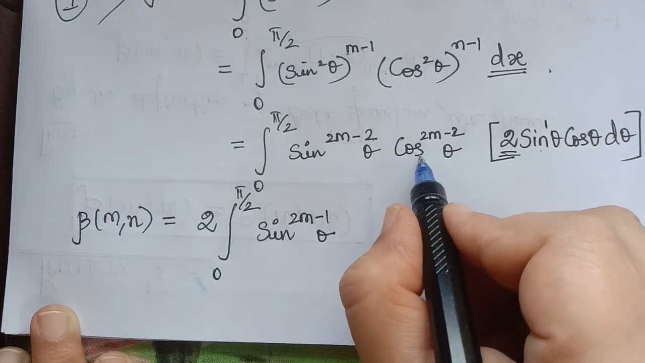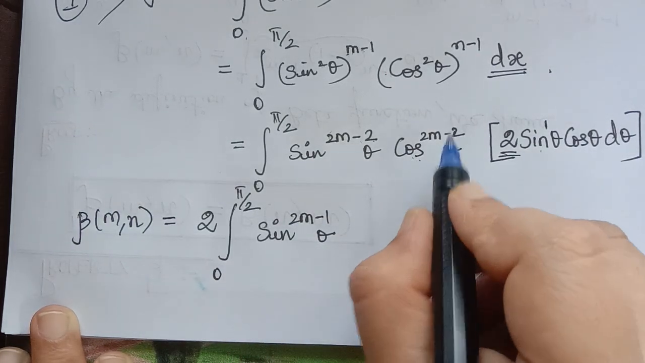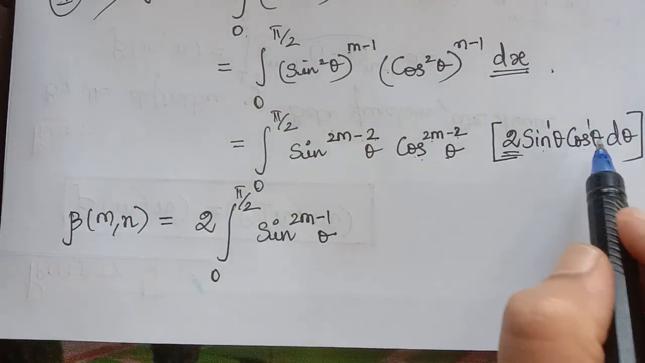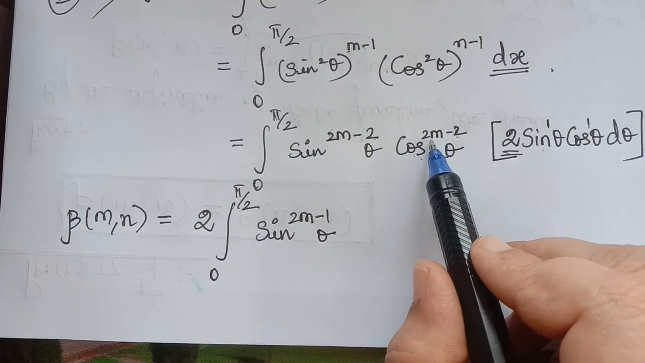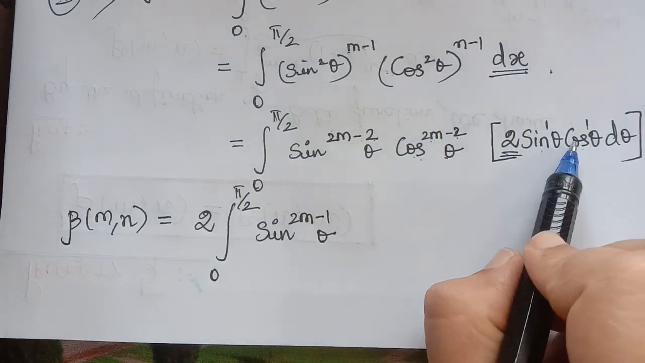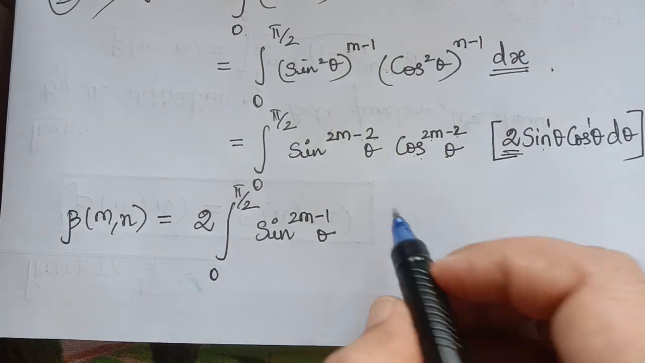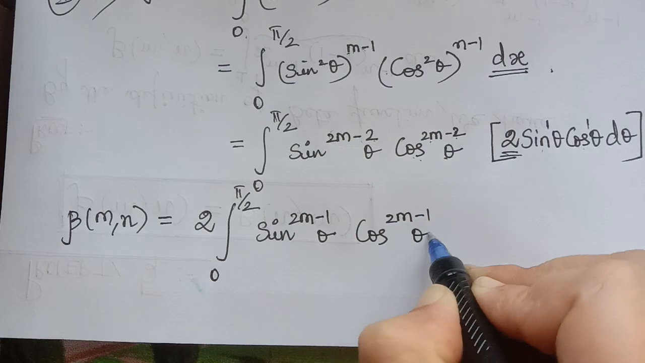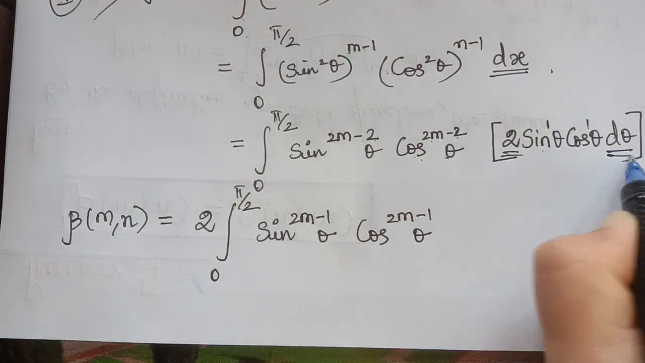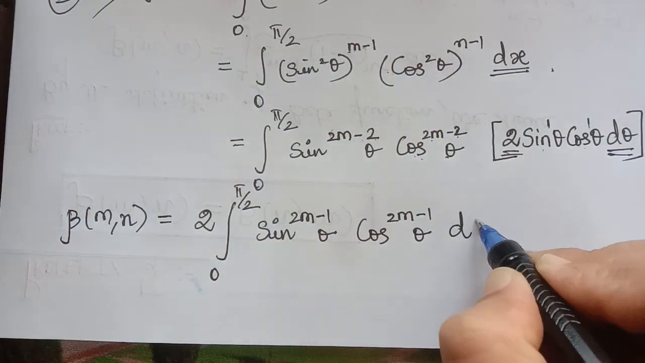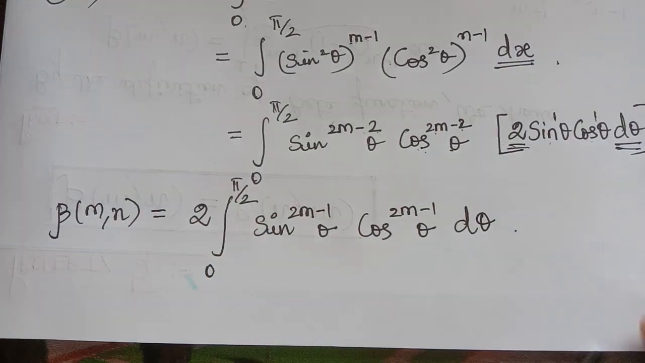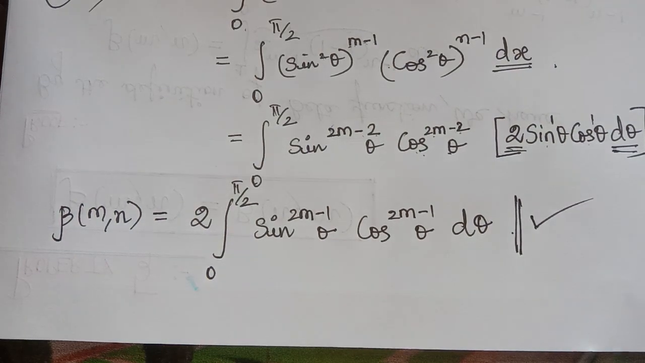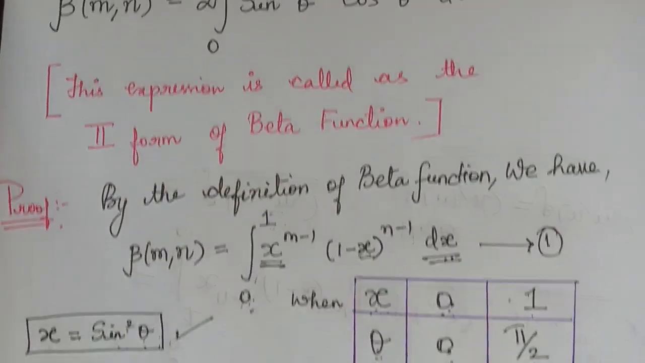In a similar way, the power of cos theta over here is 2m minus 2, and the power of cos theta over here is 1. So when we add the powers, we will get 2m minus 2 plus 1, which is 2m minus 1. So therefore cos to the power 2m minus 1 theta, and we are left with this d theta, which we have to write. So we get d theta over here. We observe that we have obtained the second form of the beta function. So this is what we wanted to prove.